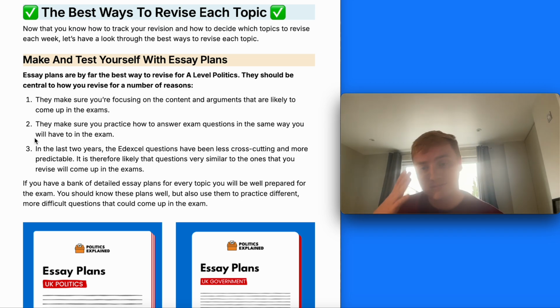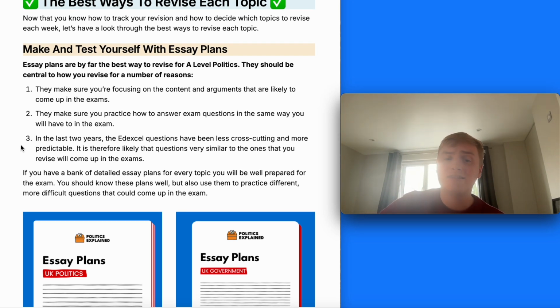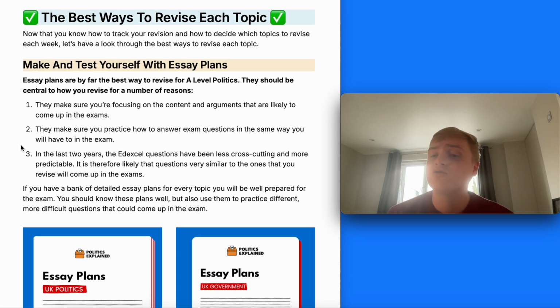When you sit down in the exam, you can see a question, have to plan it, and have to come up with an argument, and you have to do that quite quickly. Essay planning practises that immediately. And also in the last 2 years, the Edexcel questions that have come up have been less cross-cutting than previous topics and more predictable. And it's therefore likely that questions very similar to the ones that you revise will come up in the exam. So of the Politics Explained banks of essay plans on the website, pretty much 3/4 of those came up in each exam. Not the exact questions, but very similar questions on the overall topic, and they were very useful.